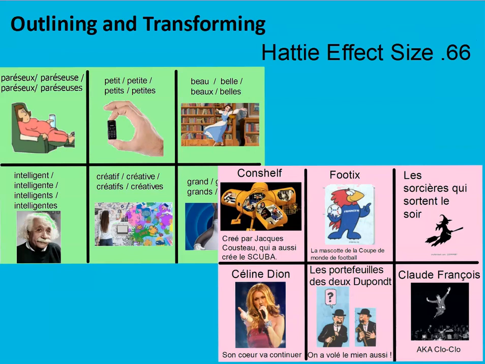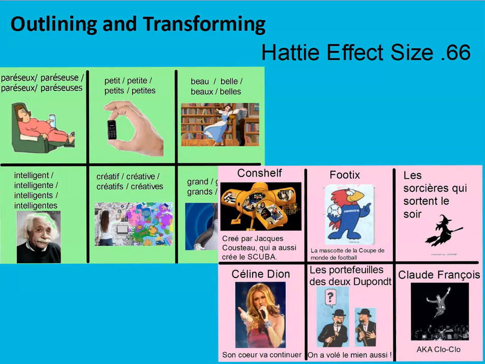Outlining and transforming has a Hattie effect size of 0.66. Your hope is that after you've given the students the scaffolding of the sentence frames, and then you gradually remove the scaffolding, the students actually become more and more creative with the language. I believe a good game lends itself to this. When students get comfortable with the game, they start trying to game the system, right? They're going to bump up against the rules and see what they can get away with. This is going to involve language use.